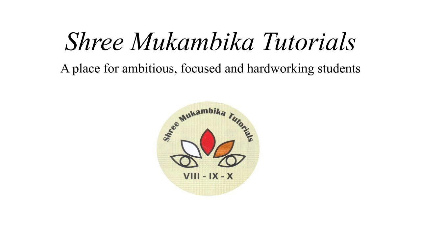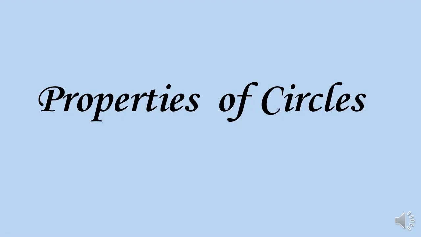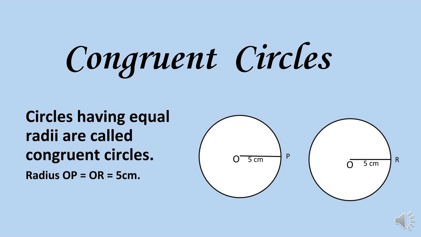So in this lecture we'll be looking at a few properties of circles. When I say properties of circles, I mean first we will look at the different types of circles we can have. Okay. So the first type is congruent circles.